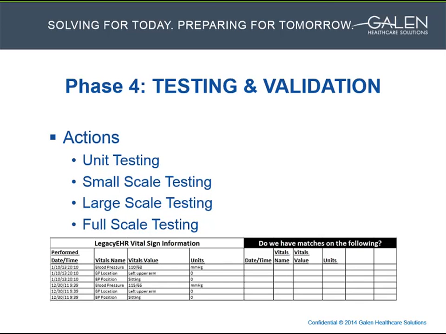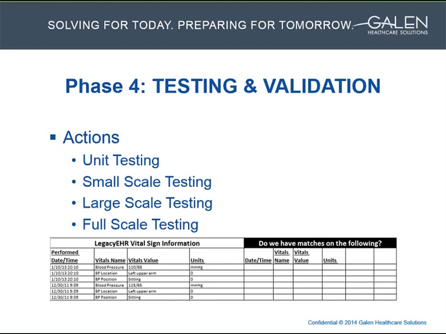Okay, so now I'm going to talk about phase 4, testing and validation. Once the mapping is complete and signed off on, the next phase of the conversion is testing and validation. We often split up the testing into 4 phases. The first phase is unit testing. The unit test consists of testing one message for each data type being converted. This is to make sure that the import format is correct and that all the clinical content is being converted for that message.